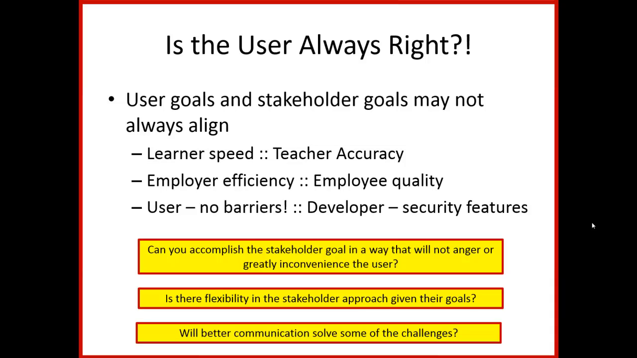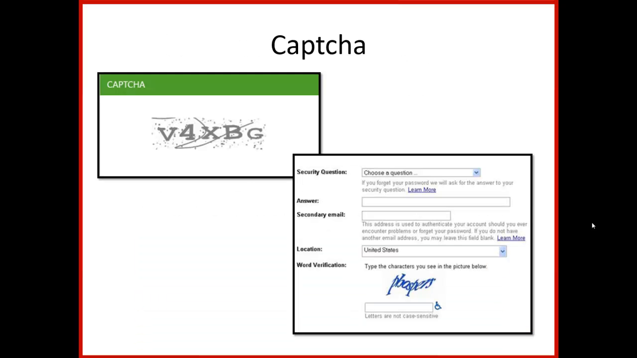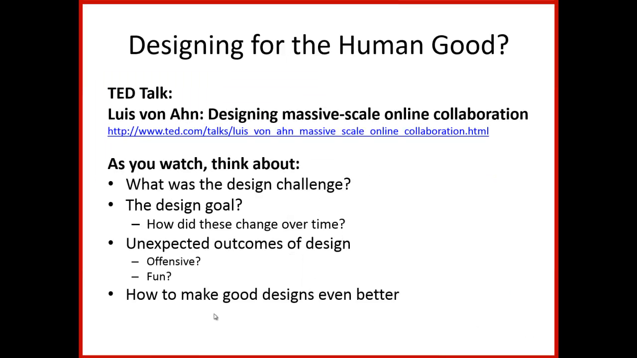And I'll give you an example of this next, where there's a security feature that is somewhat annoying, but since I've learned about its purpose, I've been much more patient with it. And that's with CAPTCHA. So we all have seen CAPTCHA, I'm sure. So you have a distorted series of letters and numbers that are used to validate you as a human. So I've linked here and on the next slide to a TED Talk by Luis von Ahn about designing massive scale online collaboration. It's a very good talk and a very interesting one.